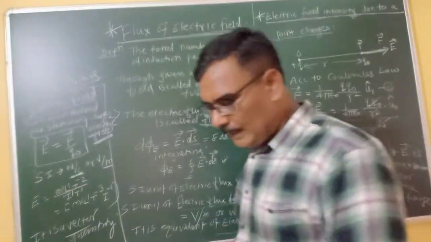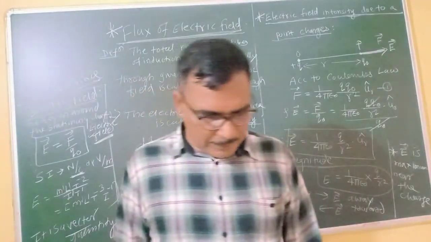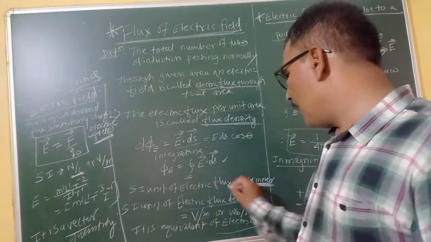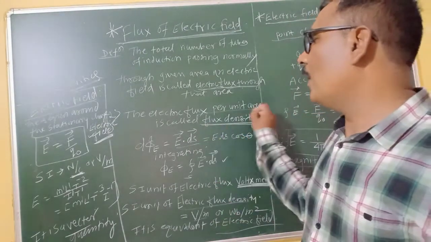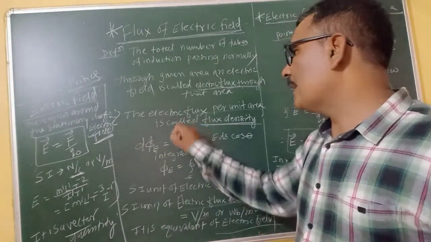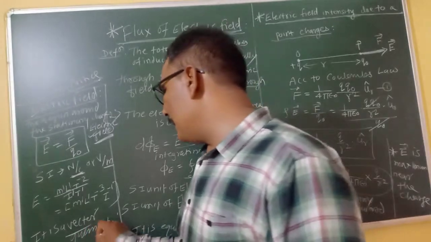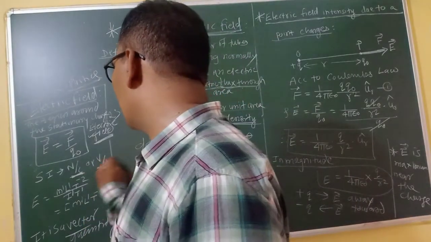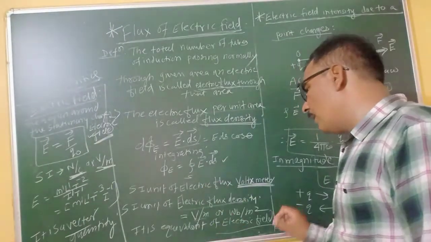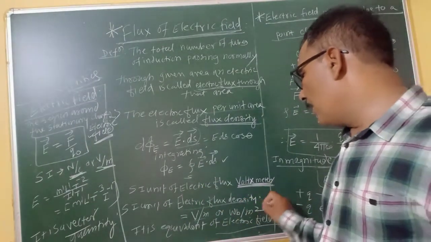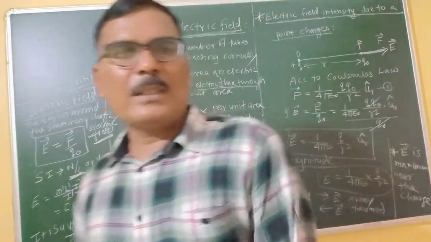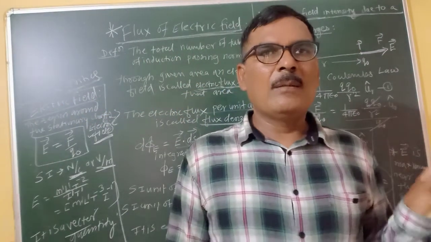Remember, very important point. The SI unit of electric flux is volt into meter. The SI unit of electric flux density is nothing but what? Flux per unit area. This area comes here, so it gets electric field intensity. And what is the unit of electric field intensity? That is volt per meter or Newton per coulomb. Here electric flux density is volt per meter or Newton per coulomb, and it is equivalent to Weber per meter square. These points are very important for electric flux density.